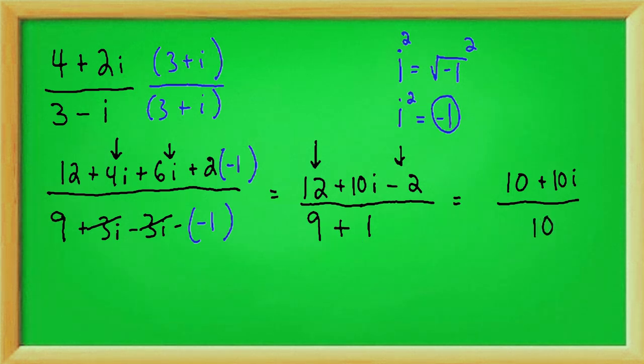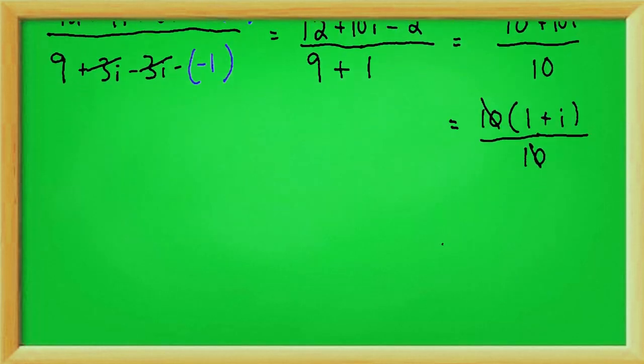And at this point, sometimes you can be finished, but with this particular problem, we can still factor. Notice how in our numerator, we have two terms that both have a 10 in common. So I'm going to factor out a 10 in the numerator, and we're left with a 1 plus i on the inside. And in the denominator, we still have our 10. And now the 10 in the numerator and denominator cancel each other out, and we're left with 1 plus i as our solution. So I hope this gave you a better idea on how to multiply and divide complex numbers.